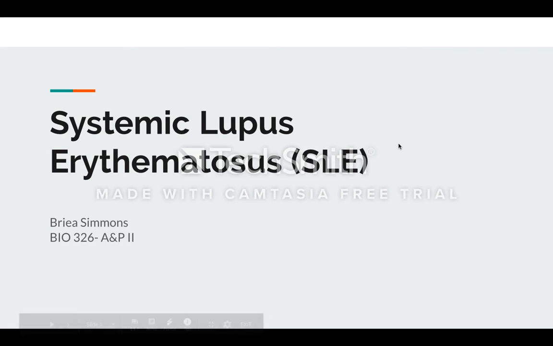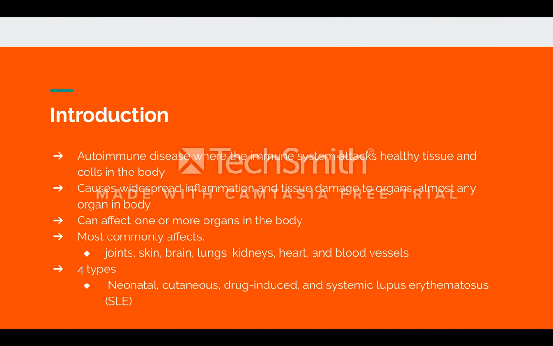Systemic lupus erythematosus, or SLE. SLE is an autoimmune disease where the immune system attacks healthy tissue and cells in the body. This can cause widespread inflammation and tissue damage to different organs.